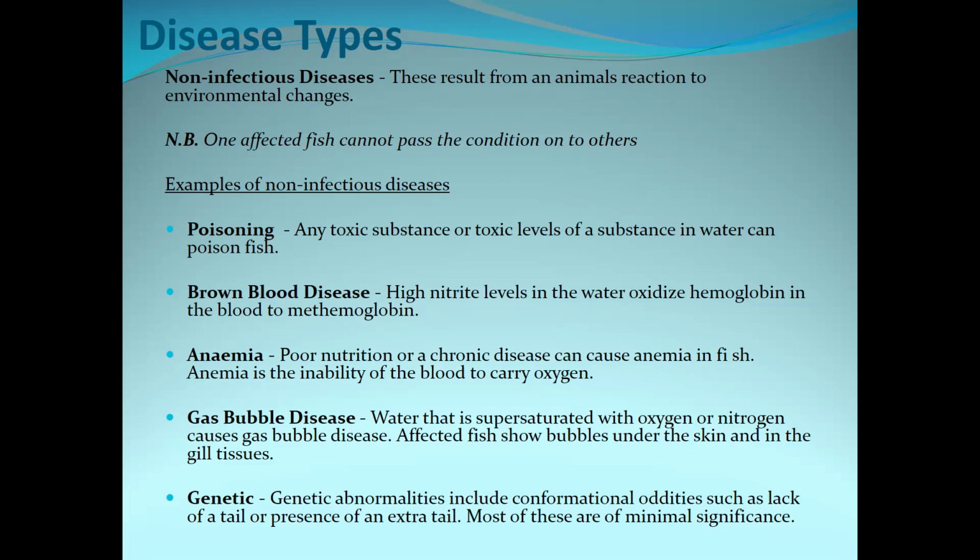There are also genetic diseases, caused by genetic abnormalities, right? So you get conformational oddities such as a lack of tail, a deformed-looking tail, the fish might be a little twisted up. You see it all the time, and if you're a fish breeder, not all the fish will come out uniform. Shivan, have you ever seen this before when you're breeding fish? Any fish come out looking deformed?